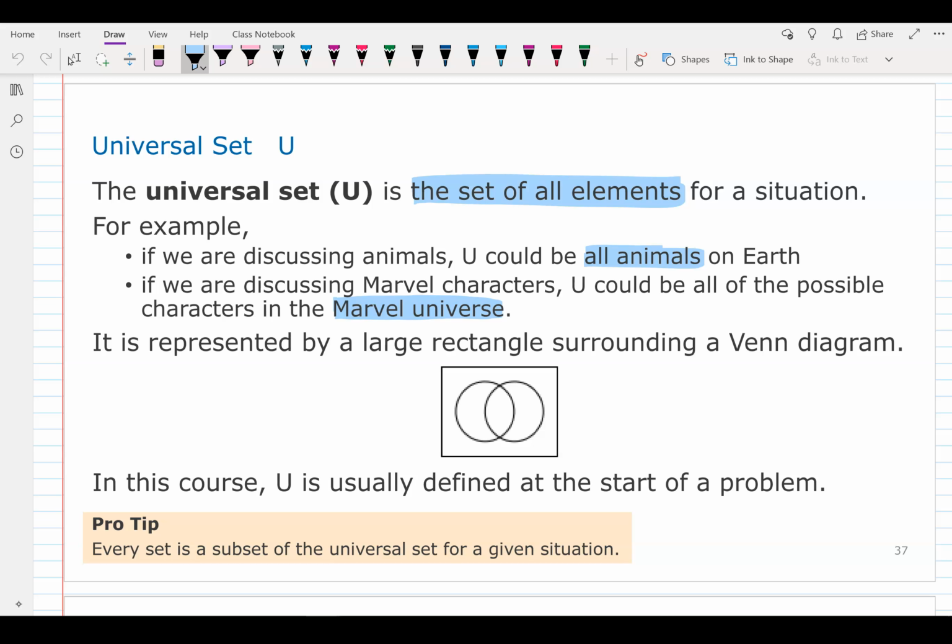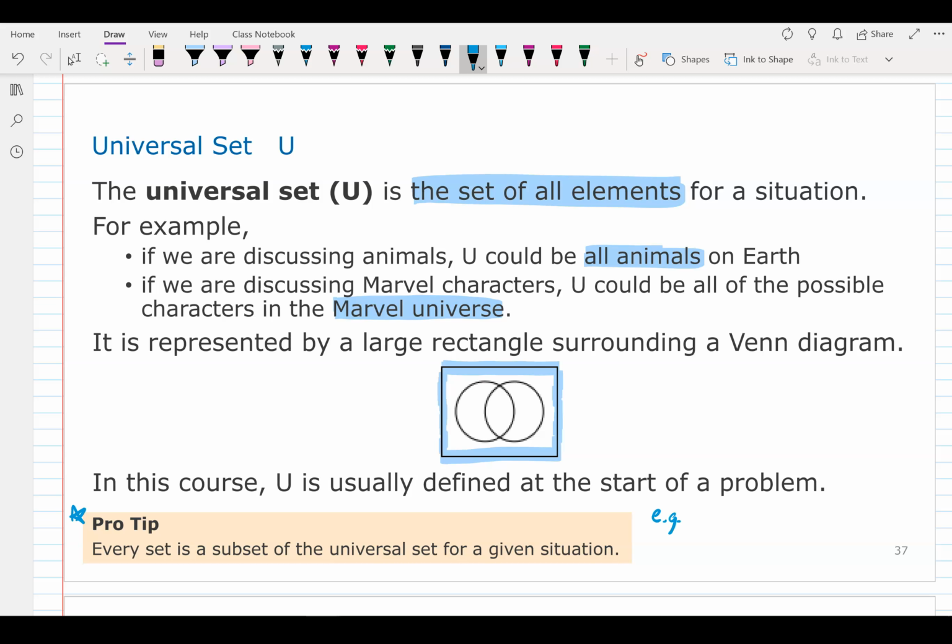So it's represented by a large rectangle surrounding a Venn diagram. You'll notice that you have your rectangle here. That's what we call the universal set. It holds all the elements inside it. Every set in a question is a subset of the universal set. So that's the pro tip on the bottom here. Every set is a subset of the universal set for a given situation.